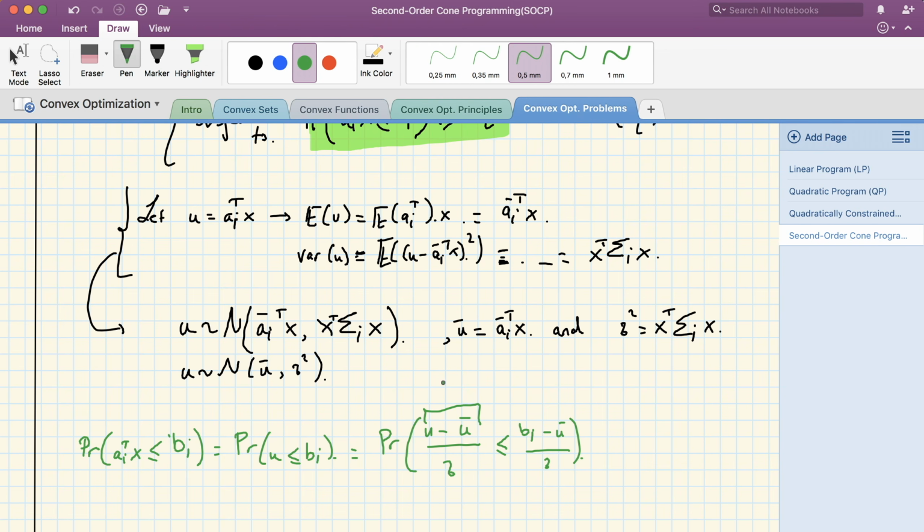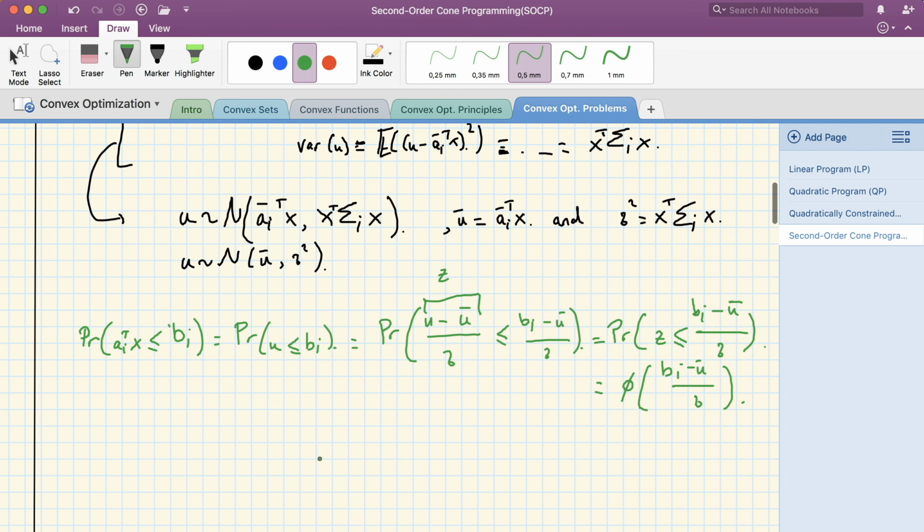So if we call this Z, if you've taken any statistics or probability courses, the Z, you could easily look it up in the Z table. Well, this is usually denoted as phi at the right-hand side with respect to the centered Gaussian. So phi of bi minus u bar over sigma, right? Where phi of z is nothing other than an integral going from minus infinity up to the argument, because this is a probability of less than.